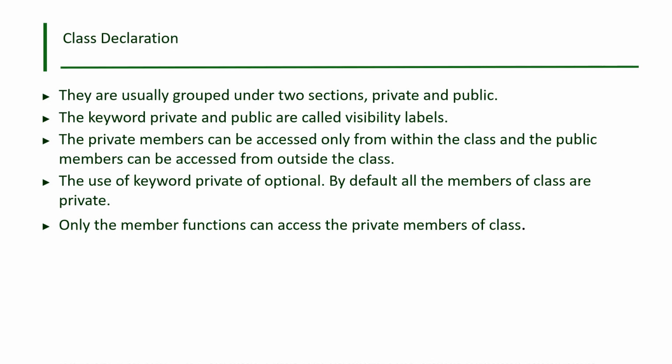So, class declaration. A class is divided into two parts, private and public. These private and public are called the visibility labels in C++. As we already know, we have to maintain the data hiding part. So how can we achieve data hiding?